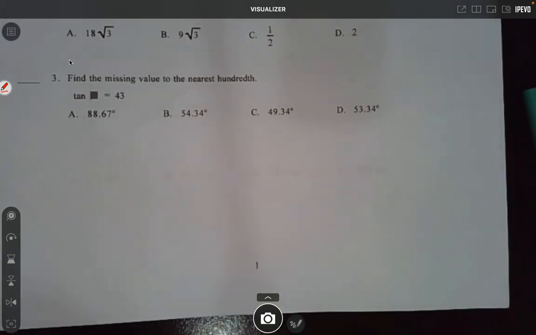All right. Number 3. How do you find the missing angle? This one has a little trick to it. Yes, the inverse. You would type in your calculator second, tangent inverse of 4/3, because you're basically moving that tangent over here. And what is that? It is 88.67 degrees.